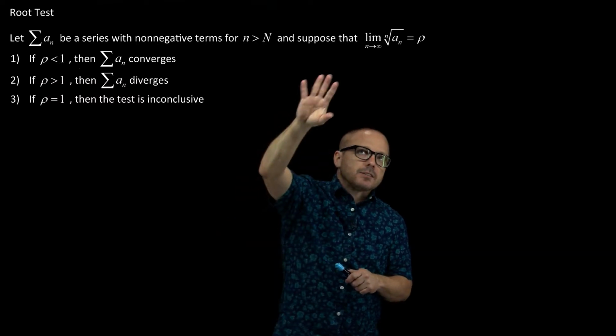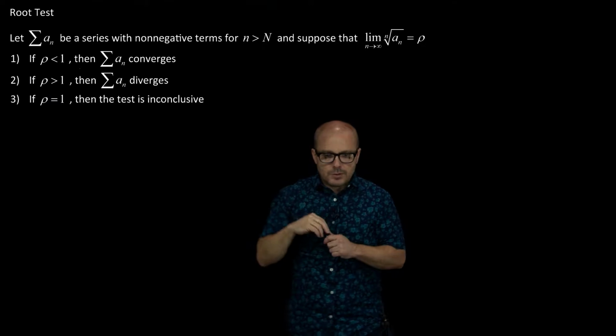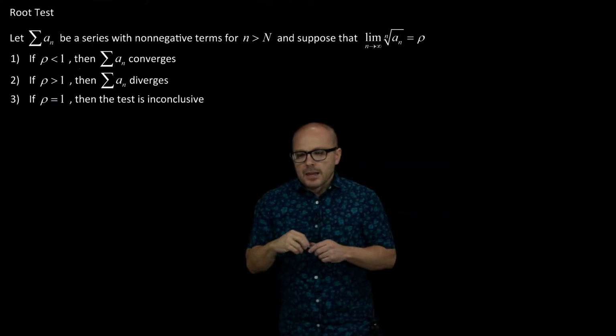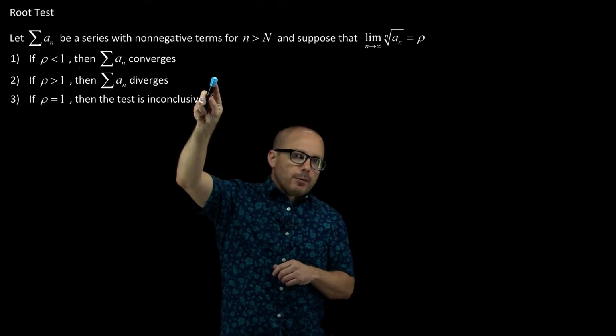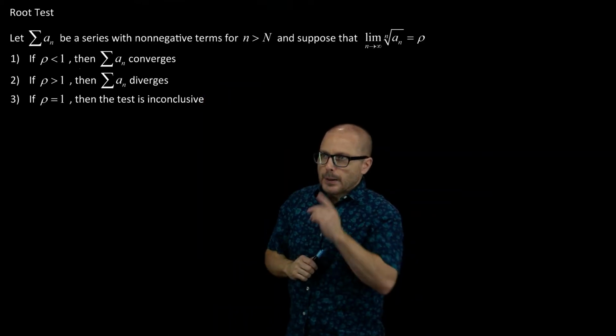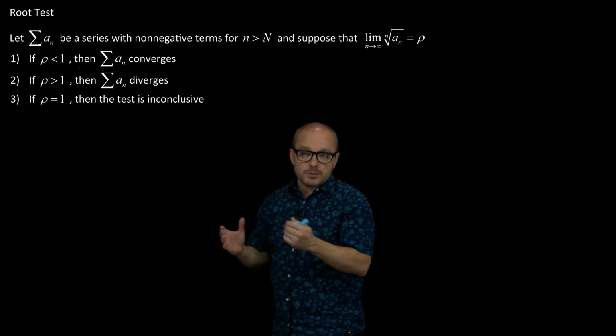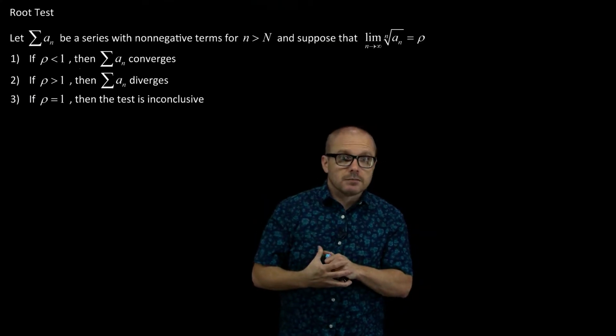But the limit you take is different. It's the limit of the nth root of your terms, not a ratio of terms. And it's slightly less restricted. Remember, for the ratio test, we needed strictly positive terms. Here, they can be 0. You can have terms that are 0, but you just can't have negative. Okay.